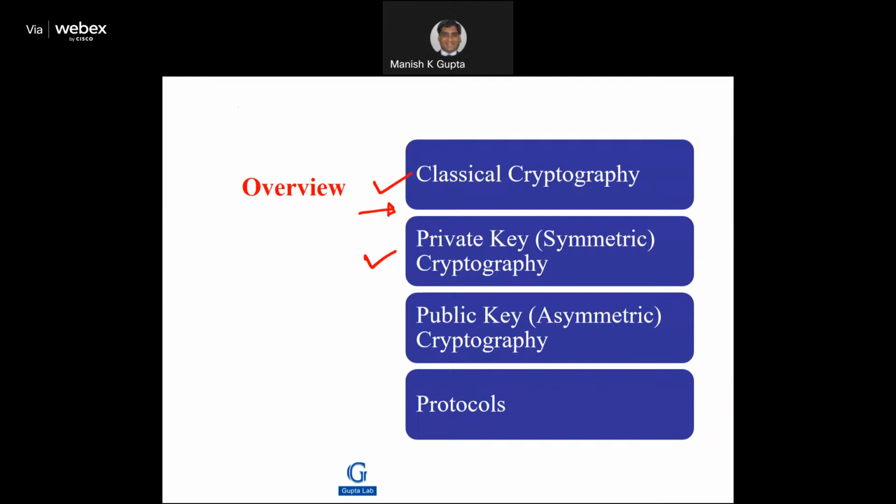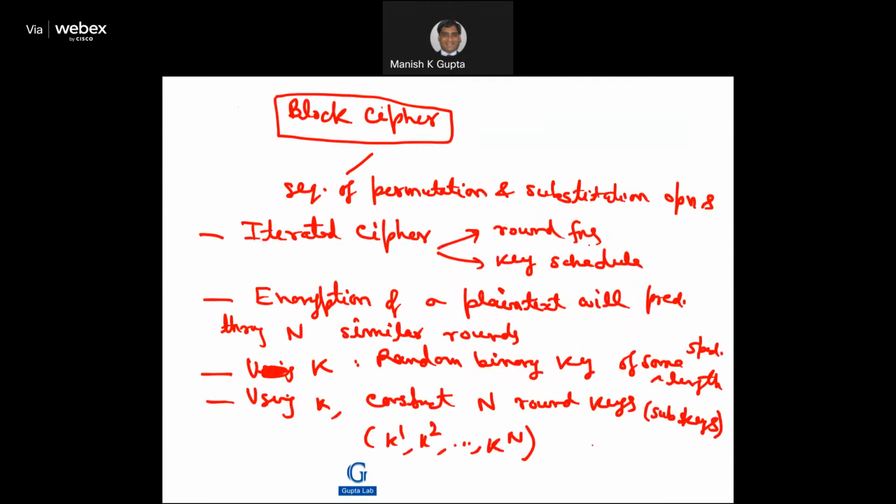So again, recalling most of the stuff. We are looking at a block cipher, which is a kind of iterated cipher, and it is a sequence of permutation and substitution operations. So there are a bunch of round keys and the key schedule. The key schedule is generated from a random unknown key, which can give you the scheduled keys like K1, K2, Kn, which are used at each round.